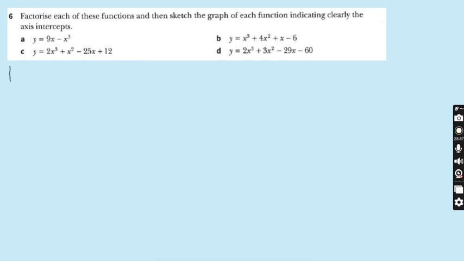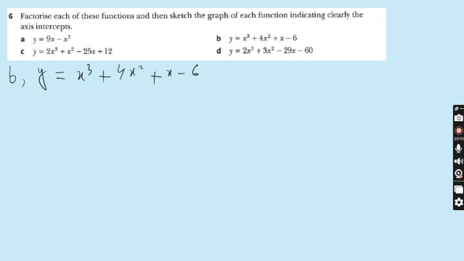Part B. y is equal to x cube plus 4x square plus x minus 6. How to factorize this? Very easy. You know, for factorizing cubic expressions there are so many methods. One is synthetic division and the other is to convert to two factors, one quadratic and the other linear.